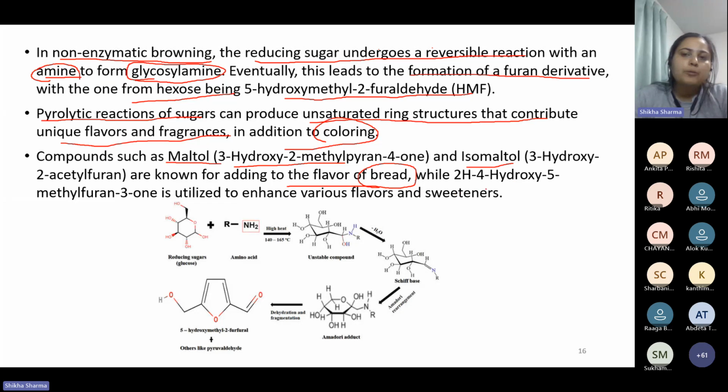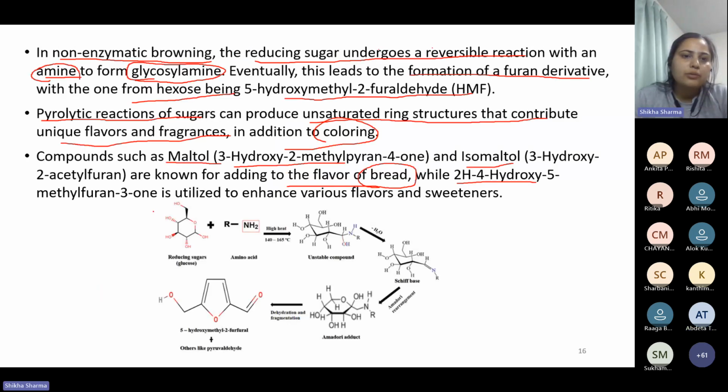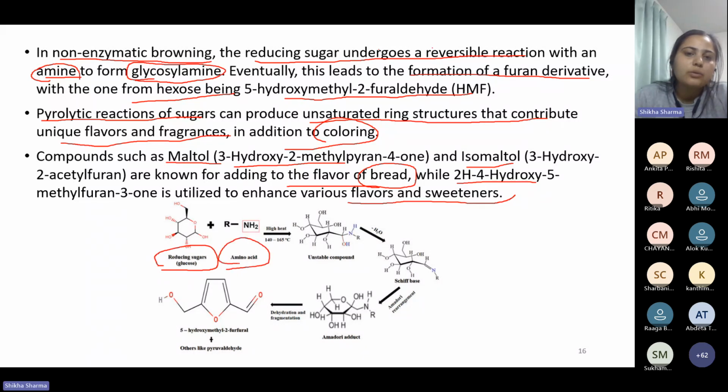And the other compound, which is our last option, hydroxymethylfuranol, is utilized and enhances the flavor or the sweetness. So in the reaction, the reducing sugar like glucose and the amino acids undergo the reaction and form some compounds. It goes through the Amadori rearrangement and others like that, and finally it forms compounds which give the distinct color or flavor to our food product.